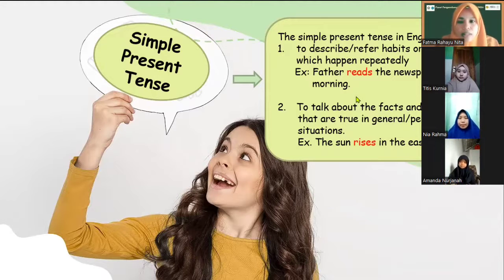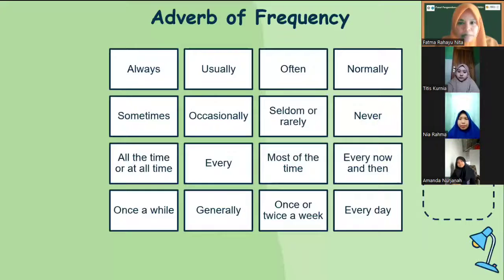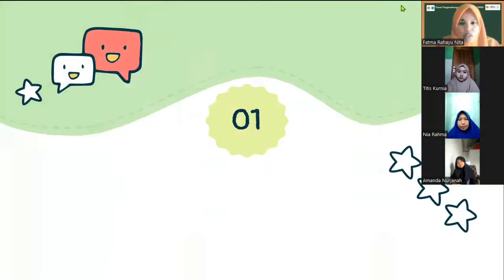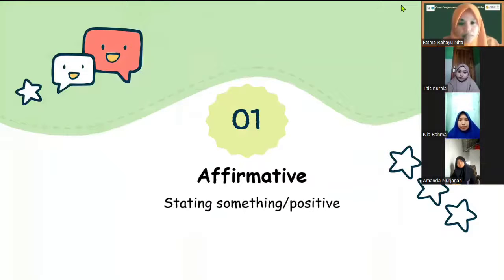And then the second purpose is to talk about the facts and things that are true in general or permanent situations. For example, the sun rises in the east. And the adverbs that can be used in simple present are such as always, usually, often, normally, and so forth. Moving on to the first section, that is affirmative.